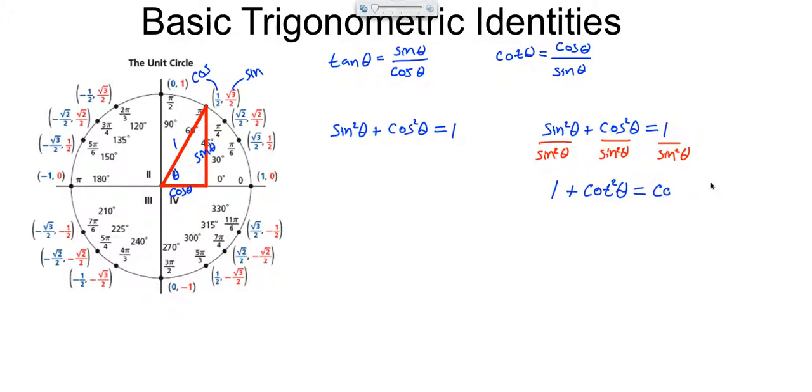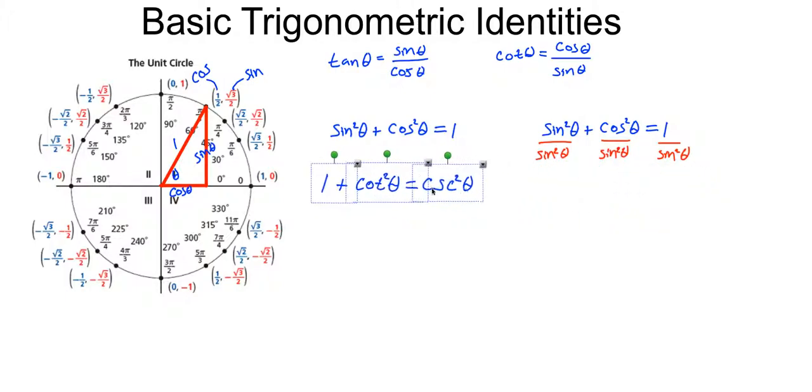Oops, screwed that up. Let me grab the eraser. That would be equal to 1 over, nope, that's a lie too. That would be equal to the cosecant squared of theta. So that's going to be our second identity here. Let me just grab this whole thing and bring it right over here. So we have 2 of our 3 Pythagorean identities.